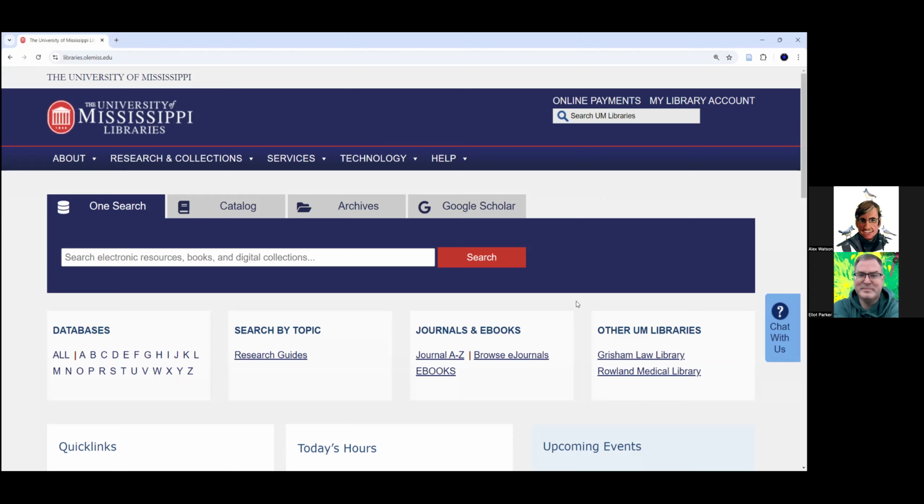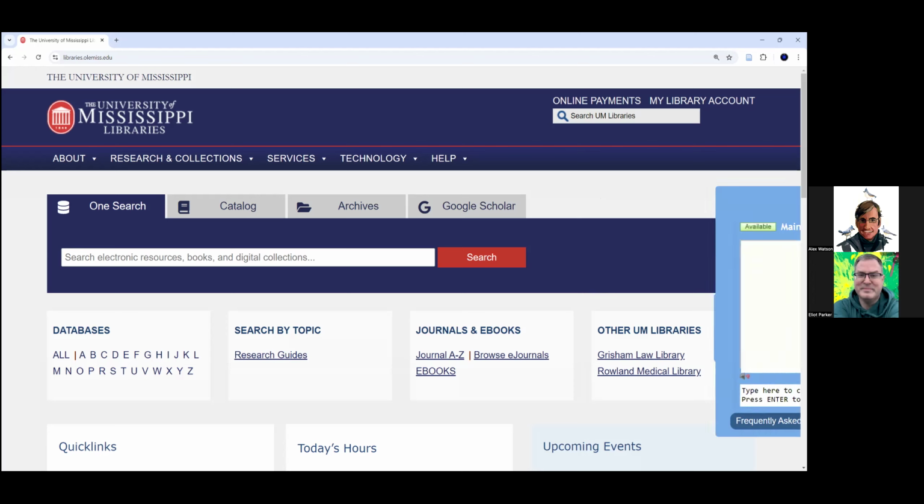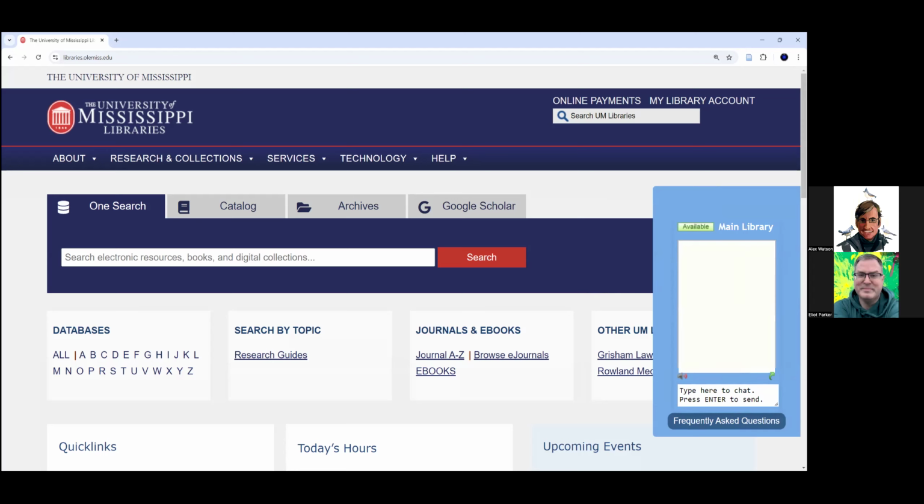Now, one thing that I do want to highlight before we get started is the library's chat feature. You can see it right here. When I hover over this nub, it will pop out into a nice little chat window. If chat is not available, you will have a link to the library's frequently asked questions instead. Whenever the chat is online, you can use it to ask us a question.